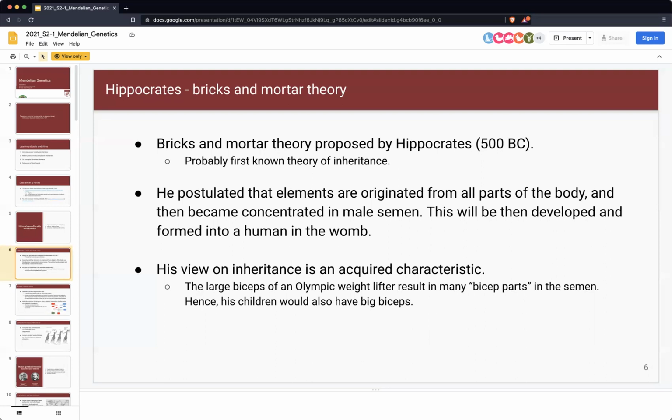His view at the time was mainly a theory, but basically his idea is based on acquired characteristics. For instance, an Olympic player who has large biceps after many rounds of training would have these bicep parts segregated in his semen and passed to the next generation, then ultimately his children would have big biceps, right? So the first thought about heredity in our history was this acquired characteristics.